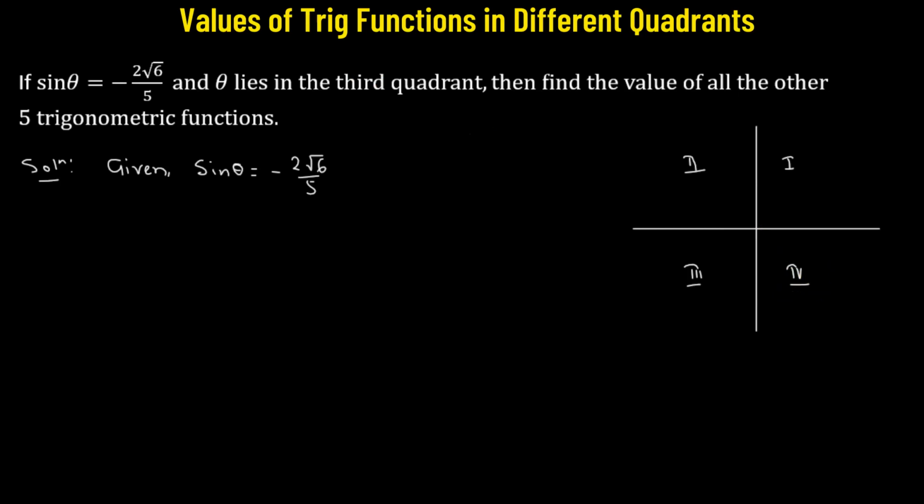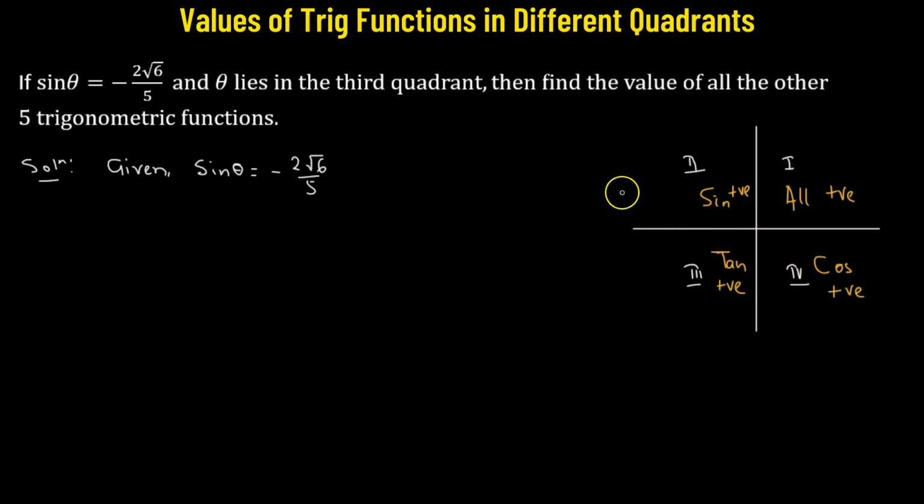Now there's a mnemonic to remember. We have to remember the mnemonic ASTC, written in the anti-clockwise fashion. Here A stands for all trigonometric functions are positive. So S stands for sine, so sine is going to be positive in the second quadrant. T means tangent, so tangent is going to be positive in the third quadrant. And C in the fourth quadrant means cosine, so the cosine function is going to be positive.